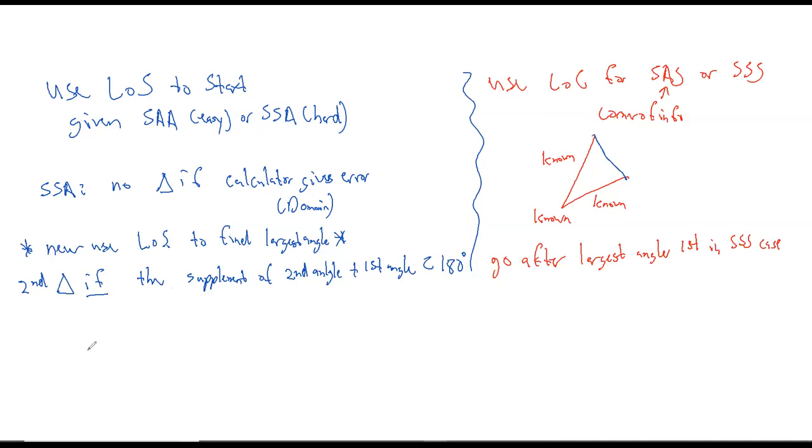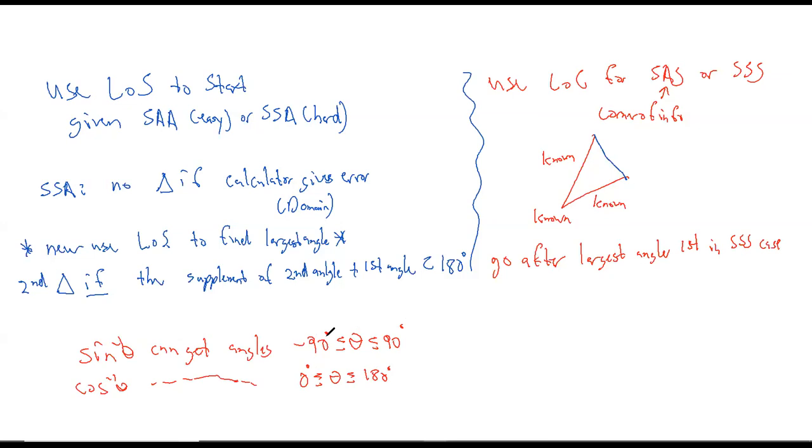So just one more reminder about those inverse trig functions. Inverse sine can get angles from negative 90 degrees to 90. Inverse cosine can get angles from 0 to 180. Oh, these should have degrees on them. That's why we cannot use the inverse sine to find an angle that's oblique.